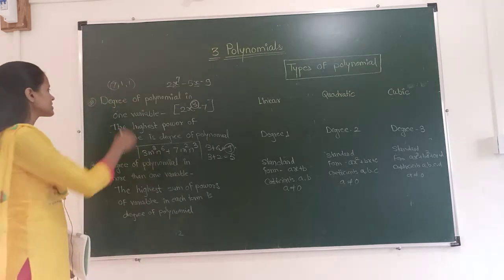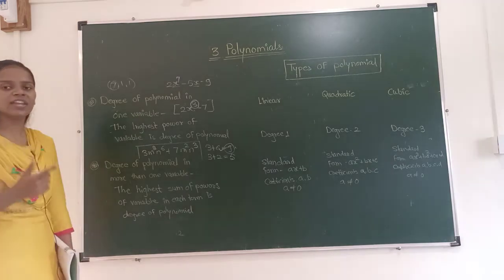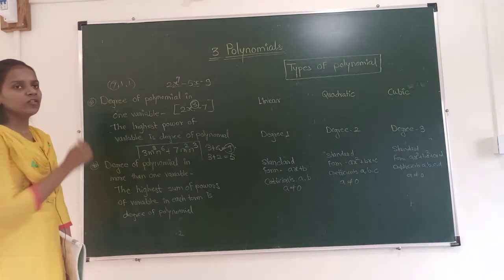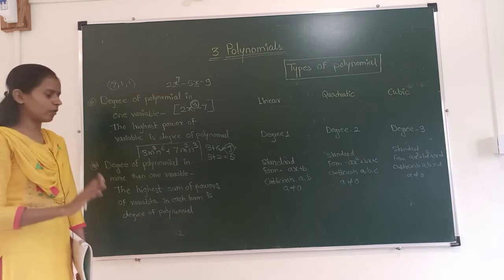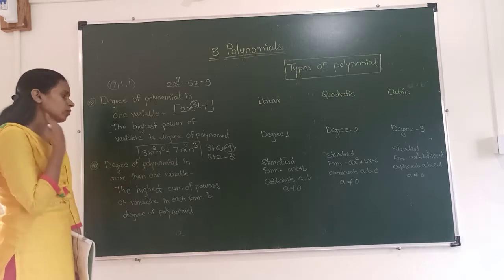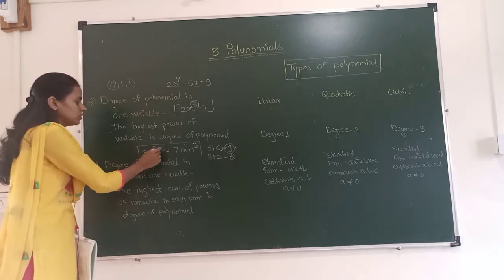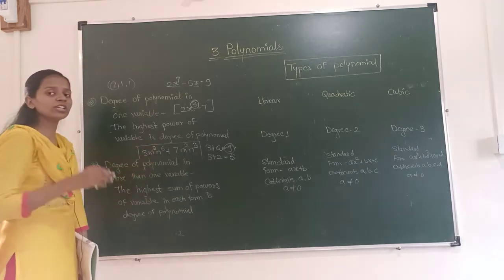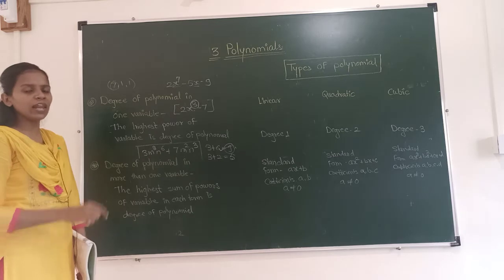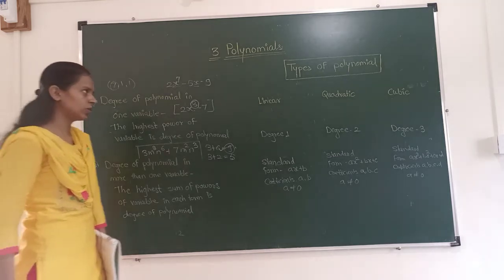Very simple it is. For the degree of a polynomial in one variable, the highest power of the variable is the degree. You have to just look at the powers. Whatever the highest power is will be the degree of the polynomial. Secondly, if there is more than one variable, then you have to add the degrees for each term in the polynomial, and the highest addition will be the degree of the polynomial.